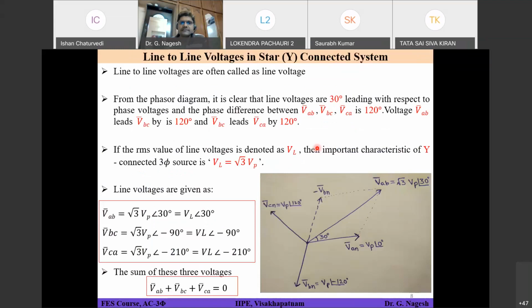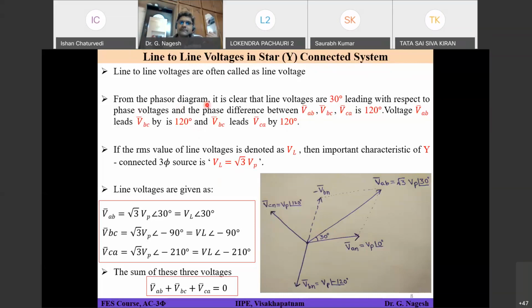So that is regarding phase sequence. Next, we'll see what is the line to line voltage in a star connected source. This we have already seen, but I had not specified that it is a star connected system. So now I am specifying it is a star connected system. The line to line voltages are often called line voltages. That means if you are measuring the voltage of one particular line with respect to some other line, then it is called a line voltage.